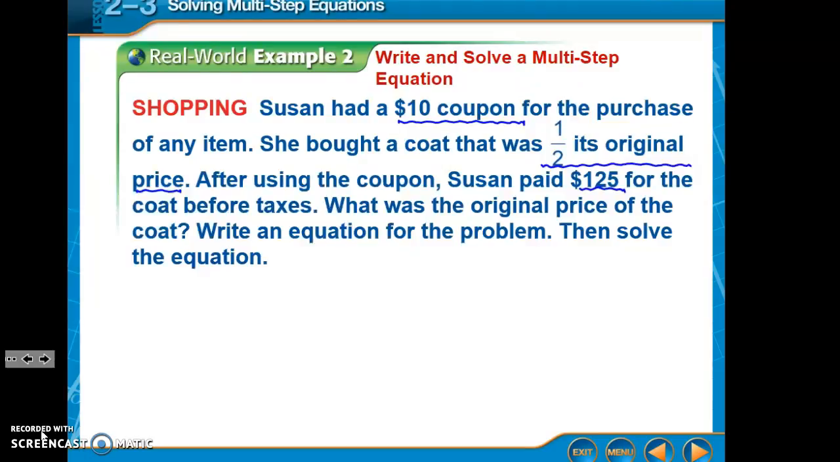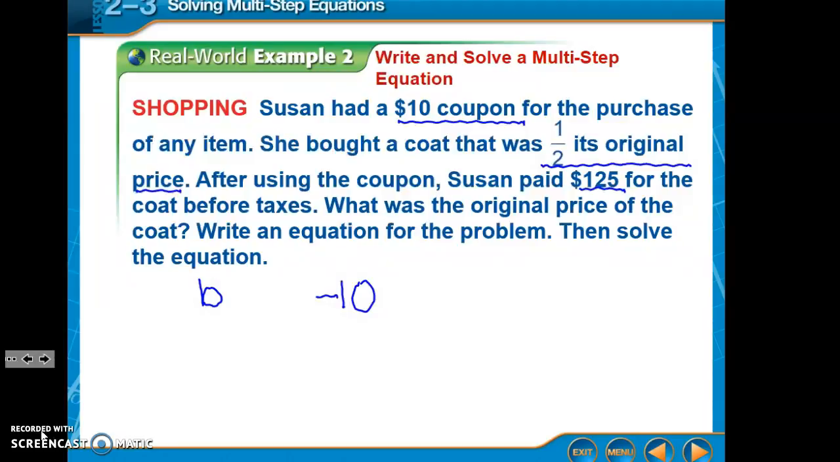A $10 coupon. What do you do with a coupon? What's a coupon do? It's $10 off. It takes dollars off. So how would we write that in an algebra equation? Minus 10. It's original price. So original price, do we know what that is? No. So what are we gonna let be that price? X, N, X, any letter. A, B, C. I'll do B.